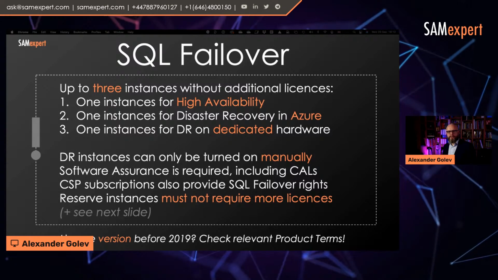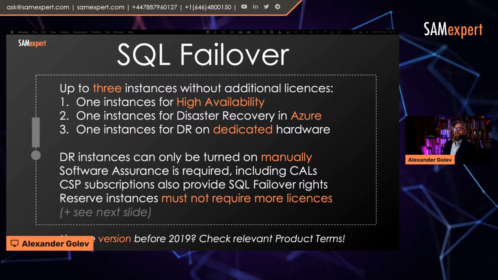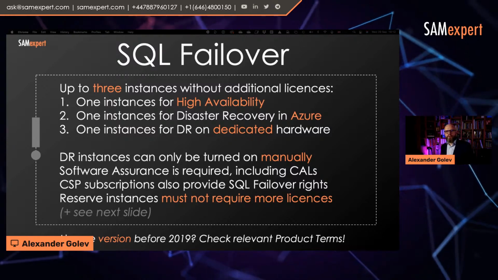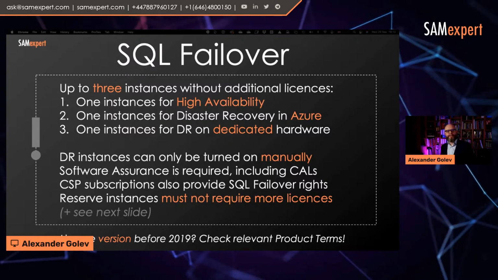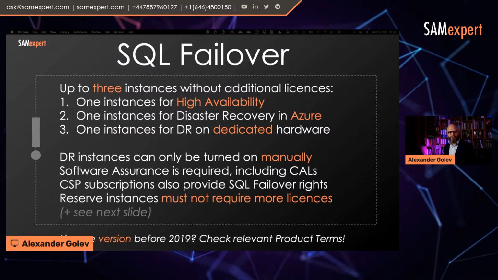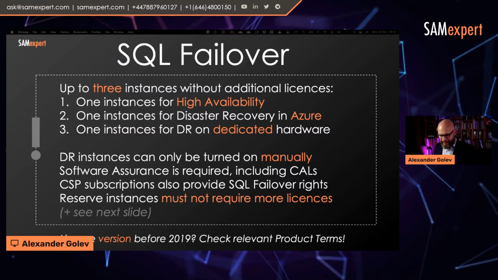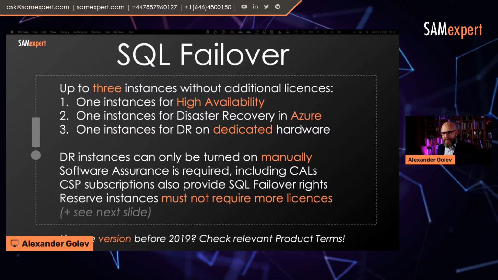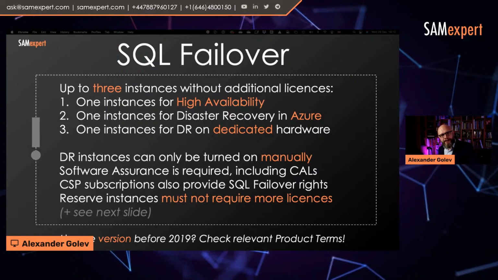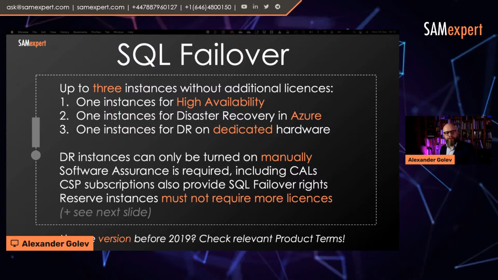As long as your licenses are covered with software assurance, again, software assurance is required in this case, you can have up to 3 additional. It used to be 1, then in SQL Server 2017, it became 2, now 3. So remember, check the version. It used to be just 1. You can have up to 3 disaster recovery and high availability failover instances of SQL Server.